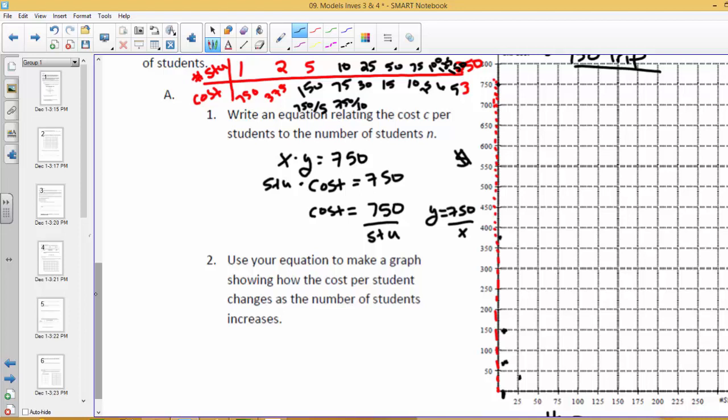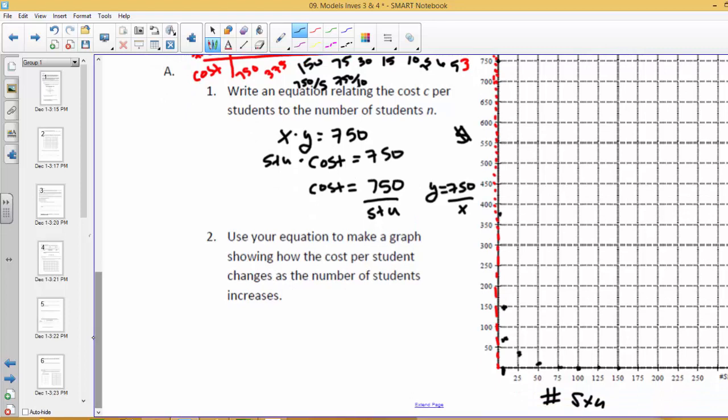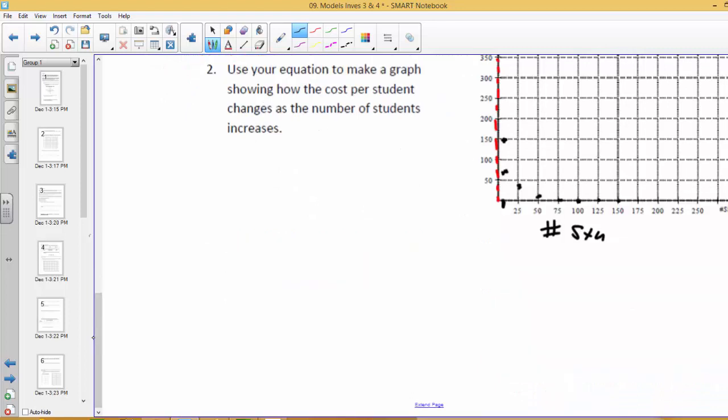25 gives 30. 50 gives 15. 75 gives 10. 100 gives 7.5. Oops. 125 gives 6. 150 gives 5. 250 gives 3. So again, there's an asymptote.